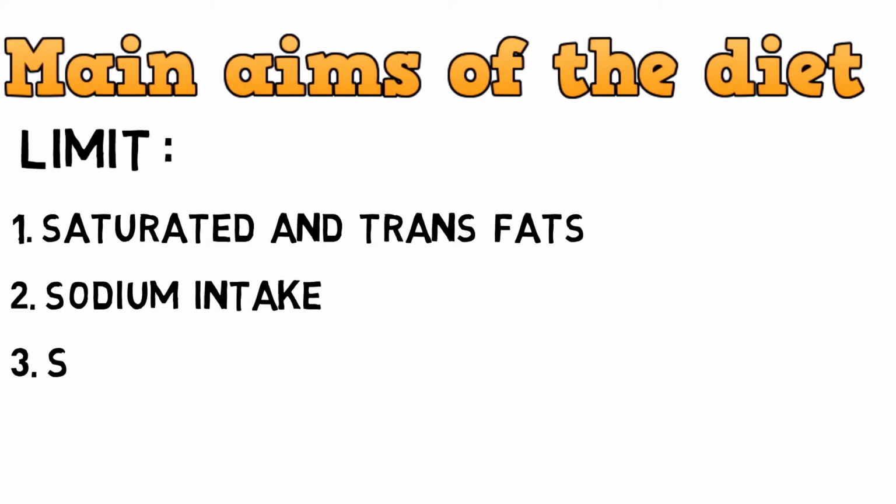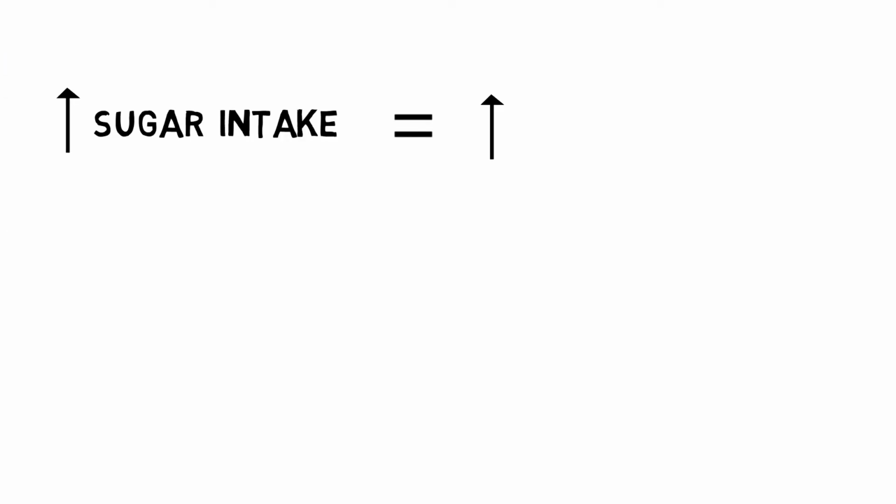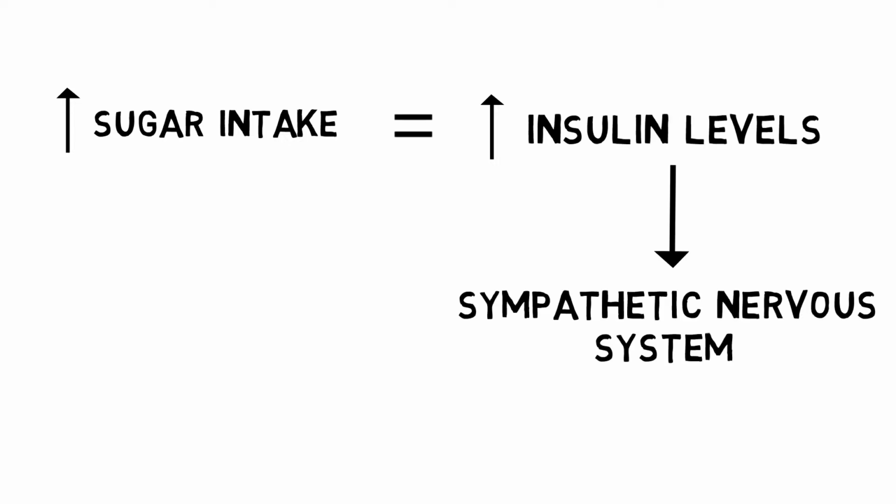The third aim of the diet is to limit sweets and sugar-sweetened beverages. High sugar intake leads to increase in the insulin levels, which lead to activation of the sympathetic nervous system. Activation of the sympathetic nervous system leads to increase in heart rate and blood pressure. So now you know the importance of eating a well-balanced diet.